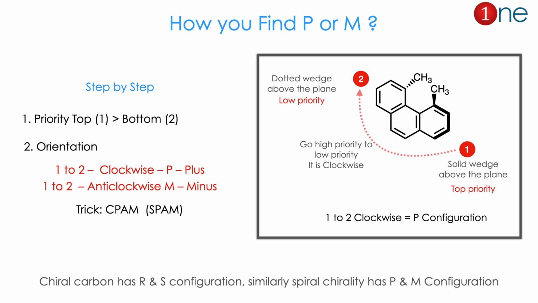This P and M configuration is like R and S configuration in chiral compounds. The trick to remember this is SPAM. C stands for clockwise, P is the configuration; A stands for anti-clockwise, M is the configuration. So the trick word is SPAM.